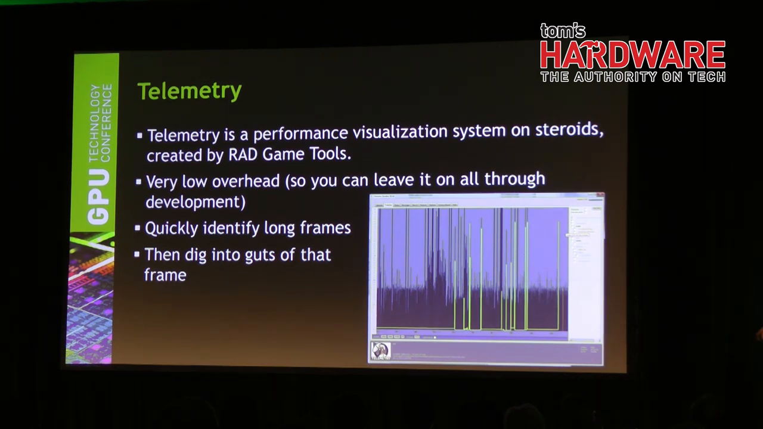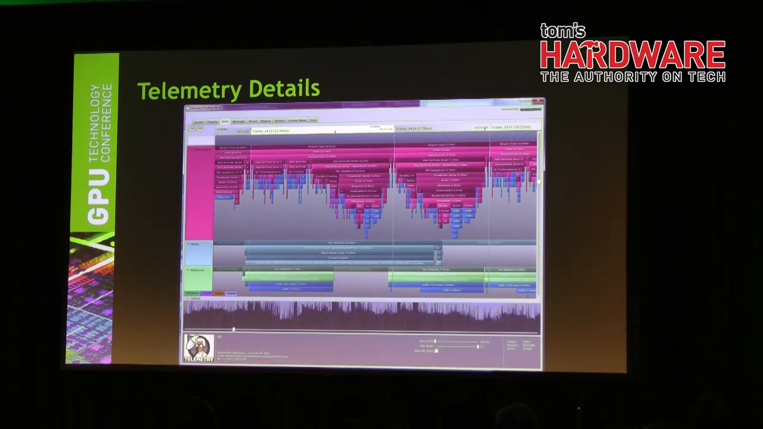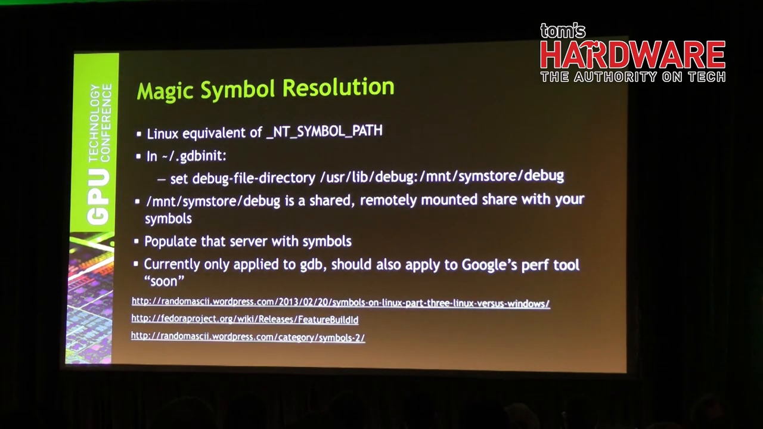And then once you identify a long frame, you just double-click it, and you get a view like this that's actually showing you for each frame what's going on. So we can see here these zones as they go down, and this gives us lots of detail. So we were really, really happy with the telemetry. And we'll use this to talk about other concepts later. I just wanted you guys to get a chance to see it a little earlier.